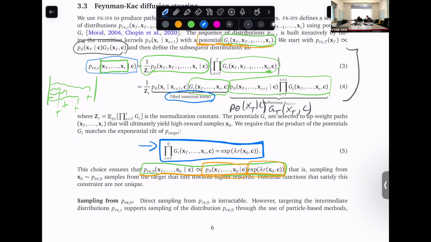So if I can construct a bunch of G's which satisfy this property, then I've obtained a sequence of tilted transition kernels, so that sampling iteratively from these tilted transition kernels will yield the full tilted distribution over trajectories that I actually care about. So now the problem becomes both how do I construct these potentials by which to tilt my kernels, as well as how do I actually go about sampling. Those are the two big ideas that we need to unravel.